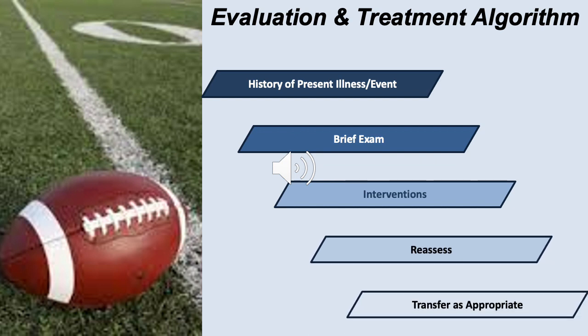So let's start with the basic evaluation and treatment algorithm. And these are true pretty much regardless of the injury, but let's think about it systematically. Number one is we think about the history of present illness and the event, and we just went through those with the cases. We want to do a brief exam, and when we're talking about shortness of breath, this is a brief exam. We are going to get in sort of our A's, B's, and C's, and then we're going to move on.